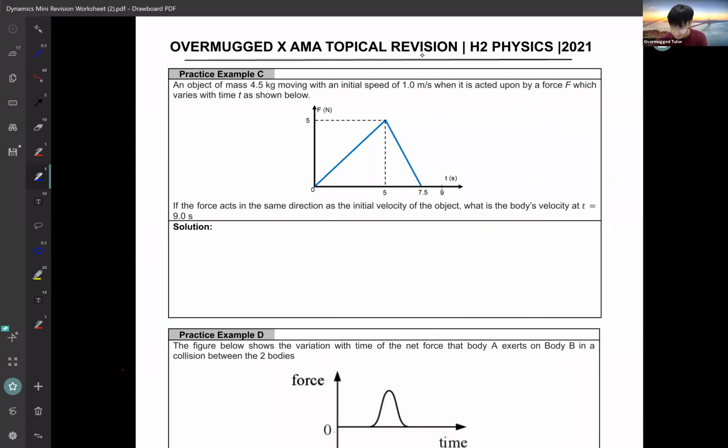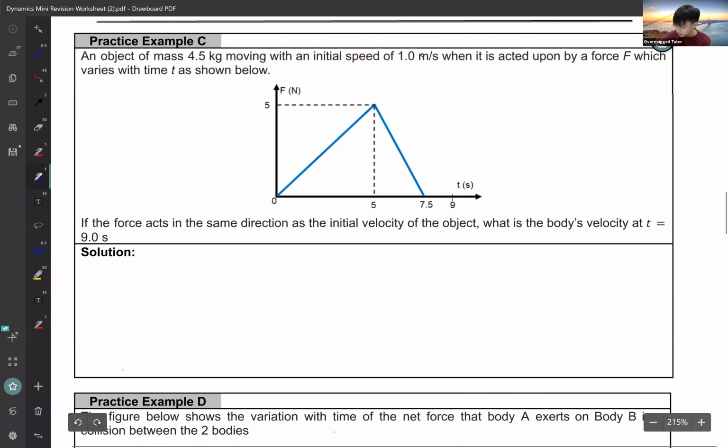This one's a giveaway, honestly. So an object of mass 4.5 with an initial speed of 1 is acted upon by a force with the following time. Okay, if the force acts in the same direction as the initial velocity of the object, what is the velocity at t equals 9 seconds? So here, remember, the impulse.